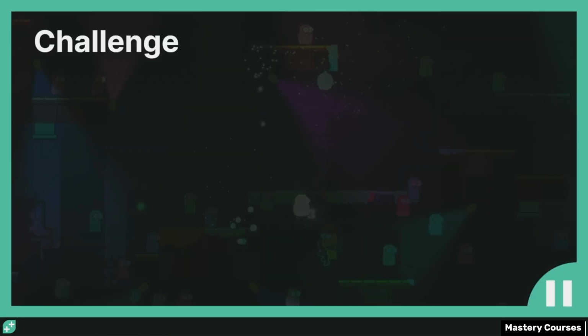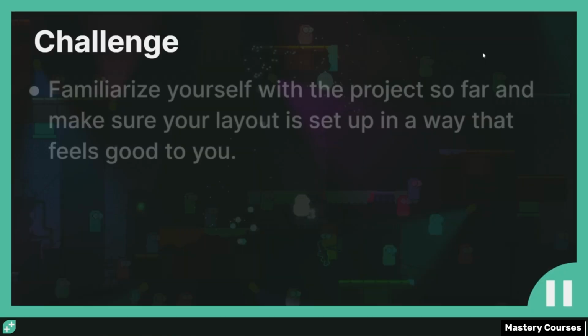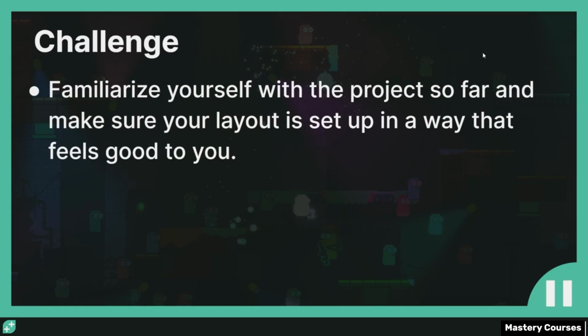Now, I breezed over that pretty quickly, so this lecture's challenge is just going to be to familiarize yourself with the project so far and make sure your layout is set up in a way that feels good to you. Take about 5-10 minutes or so and just make sure you understand which class is attached to which game object. Now, don't spend too much time going over the classes yourself right after this challenge. We'll go through those scripts together and I'll give you a nice quick overview of how the scripts are set up so far. Take a moment to do that, pause the video, and I'll see you back here in a few moments.